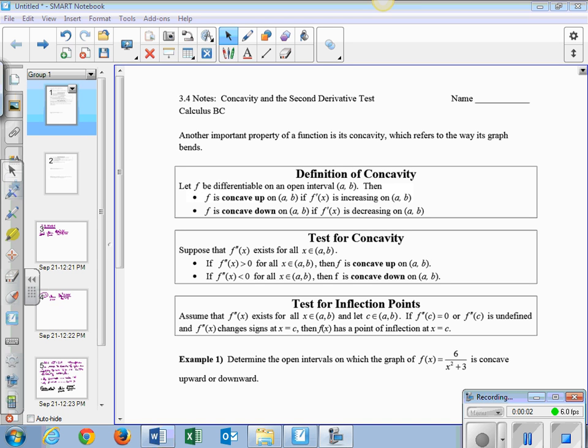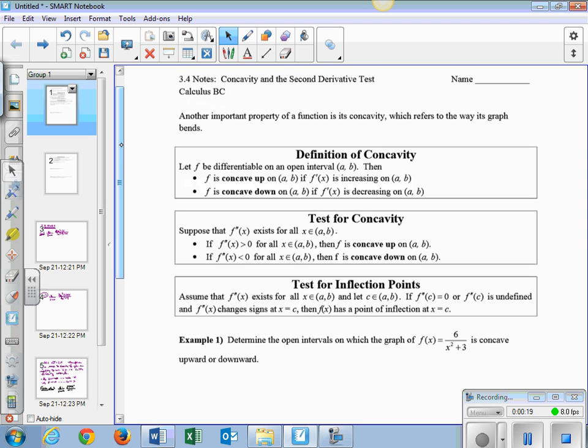Hello. Today we're going to be working two lessons. First, we're going to do 3.4 notes on concavity and the second derivative test. And real quick on section 3.5, we're going to just do a few examples on limits at infinity. So let's start with examples from section 3.4 first.